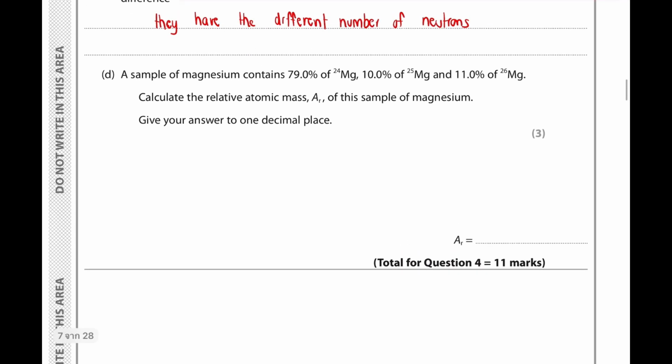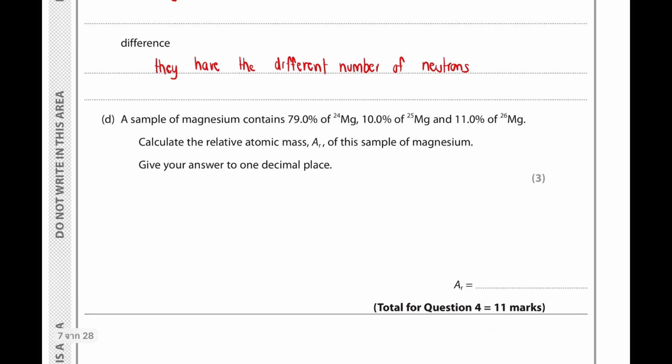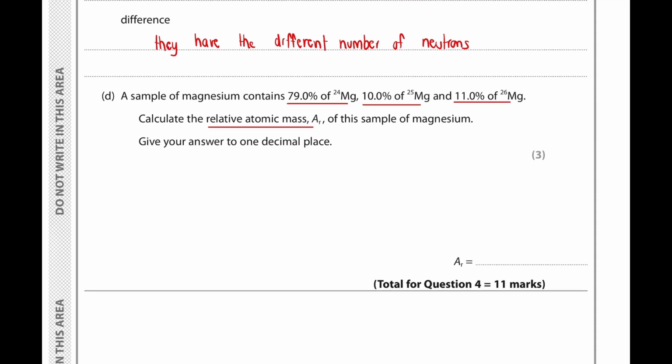Okay. Then question D. A sample of magnesium contains 79% of magnesium-24, 10% of magnesium-25, and 11% of magnesium-26. Calculate the relative atomic mass, or Ar, of this sample of magnesium. Give your answer to one decimal place.